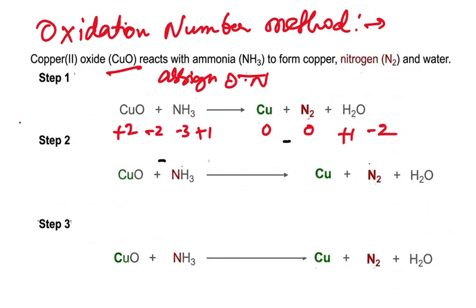So in step 1 of the oxidation number method, we should assign the oxidation numbers, and we should identify the atoms which lose electrons and which gain electrons. We have to identify.